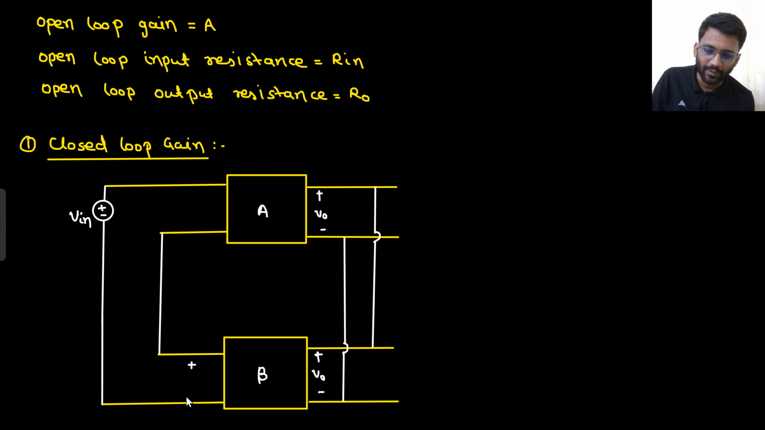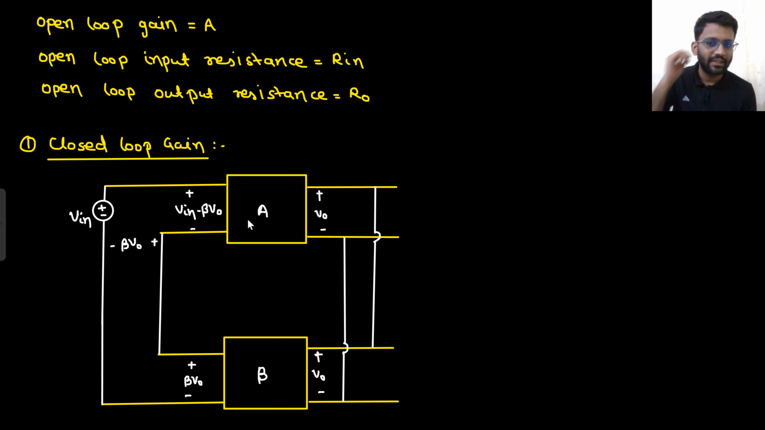This was being converted into beta V naught. This was your beta V naught. And the input would have been V in minus beta V naught. So we have to find closed loop gain. What is the open loop gain? Open loop gain is A, because if there was no feedback, this would have been the gain.